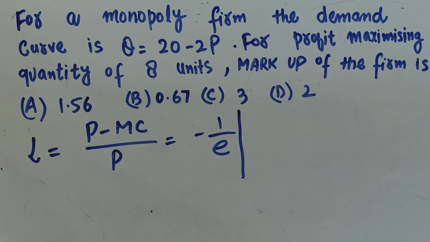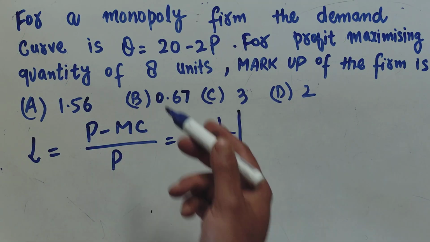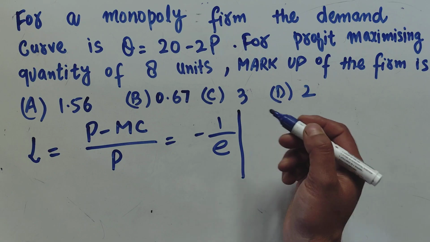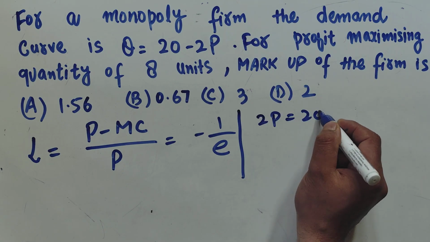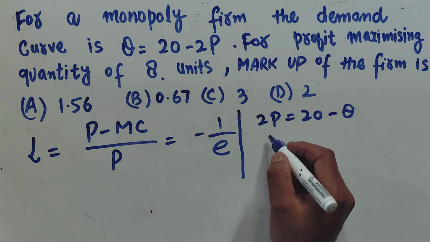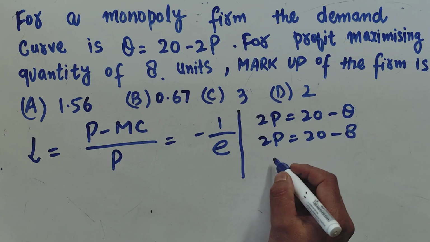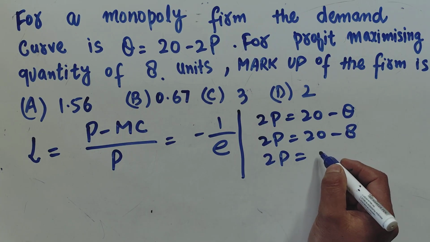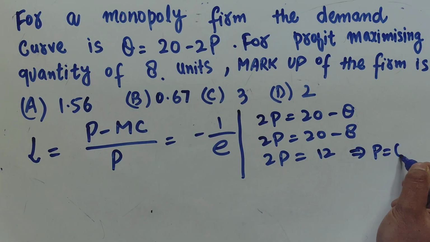So since we need to find out the markup of the firm, we need to find out price and marginal cost. So let us solve this demand function for price to get the inverse demand function. So we'll get 2P is equal to 20 minus Q, and we know that profit maximizing quantity is 8, so we can write 2P is equal to 20 minus 8, or 2P is equal to 12. Dividing both sides by 2, we will get P will be equal to 6.